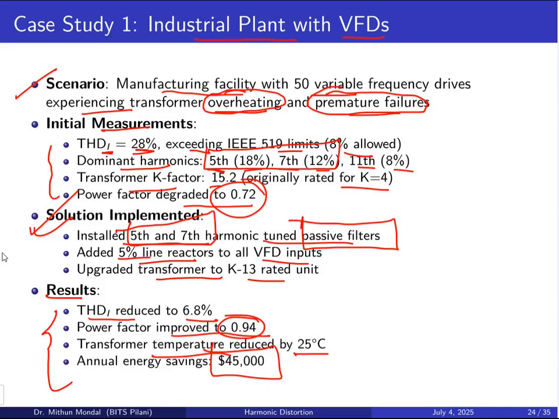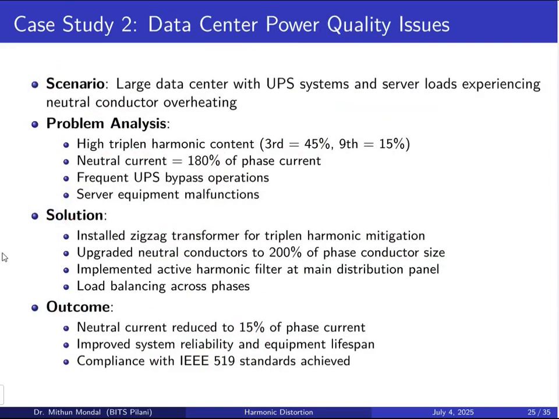So you can see here from this case study that industrial plant with VFD, and due to the presence of the harmonics, impact was there, and the solution we try to achieve is using the passive filters. Case study 2 we will take with the data center where the power quality issue has taken place.